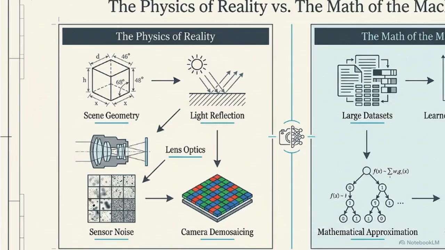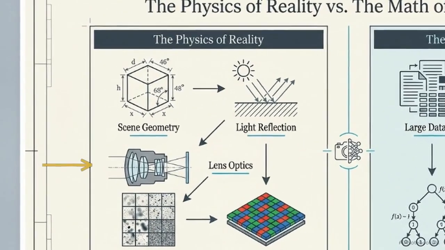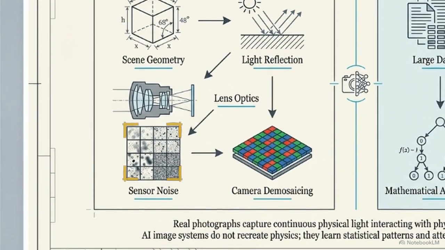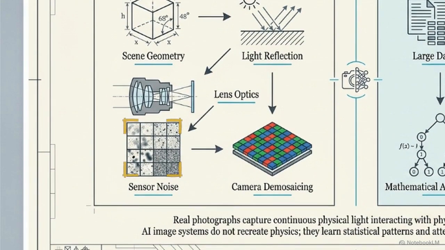To understand AI artifacts, we first establish the mechanical baseline of traditional photography, shown here under the physics of reality. In a physical camera, continuous light interacts with tangible lenses and sensors. This interaction creates organic artifacts, most notably native sensor noise.